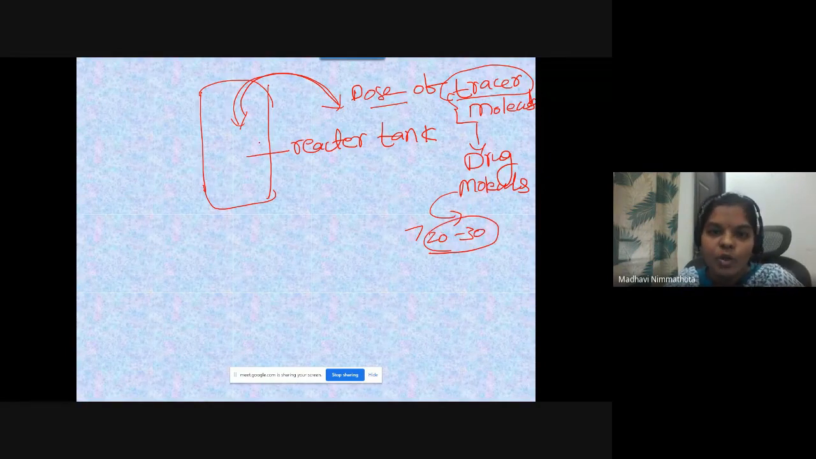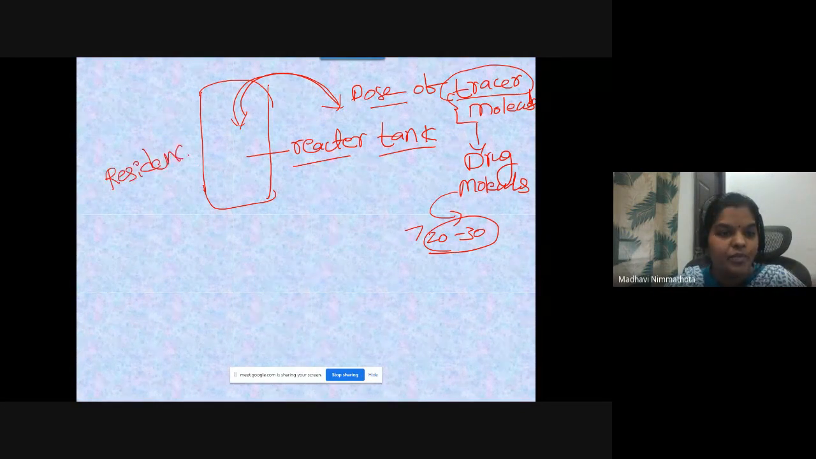Once you inject the dose molecules into this reactor tank, you need to calculate the residence time of the molecules. That is denoted by RT.